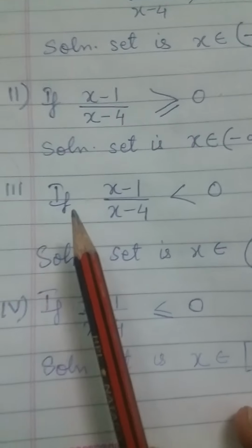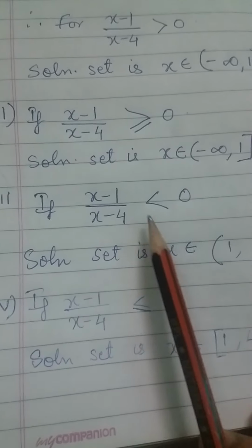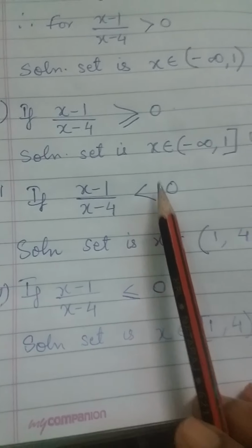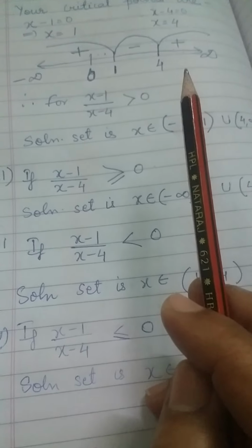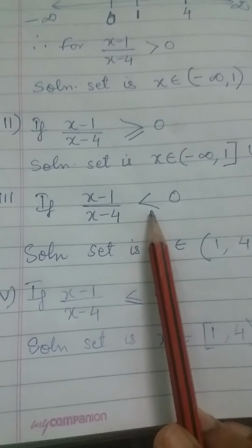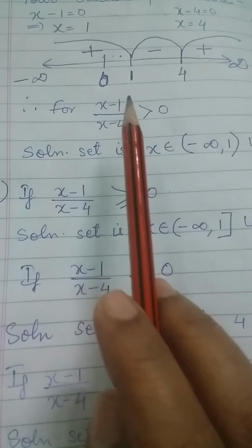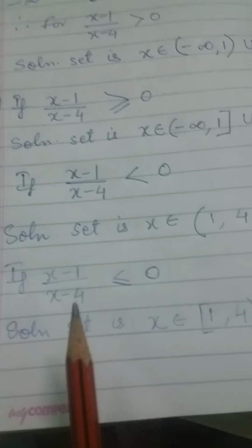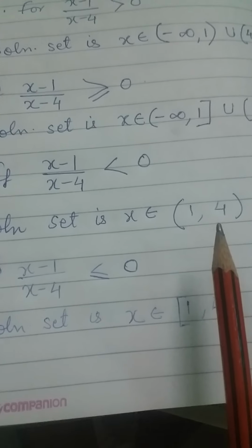Now the third case. The third case is (x minus 1) upon (x minus 4) less than 0. Less than 0 means now the fraction is negative. See, the whole process will remain the same: getting the critical points, doing the number line work, that will be the same. For the final answer, the solution set for less than 0 means negative. So your negative interval was what? 1 to 4. So your solution set in this case will be x belongs to 1 comma 4.